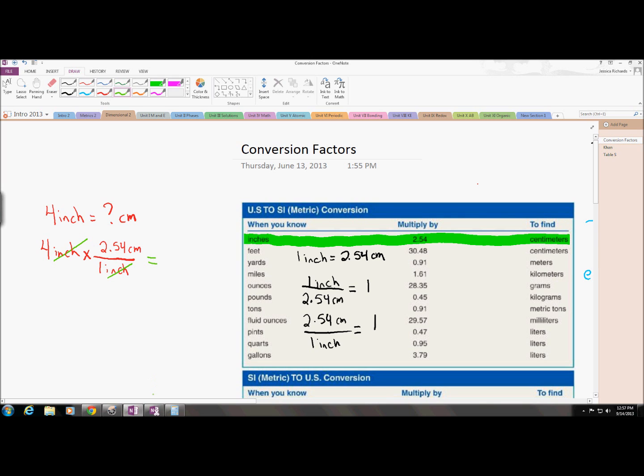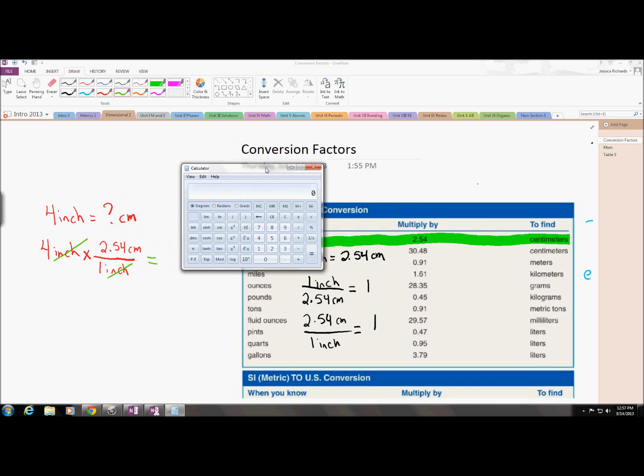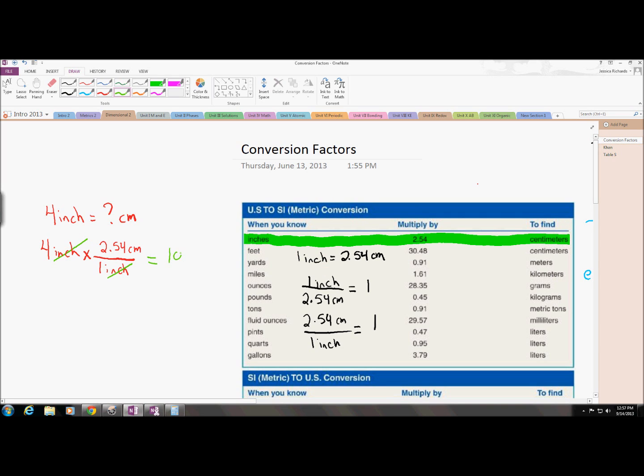And now I just have to do the math. So I'm going to pull up my calculator. 4 times 2.54 equals 10.16. So 10.16, and the units I have left are centimeters.